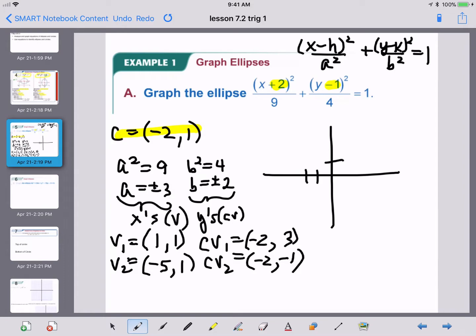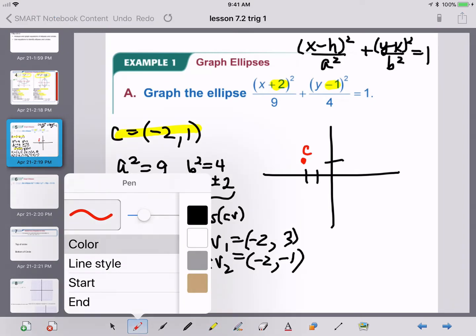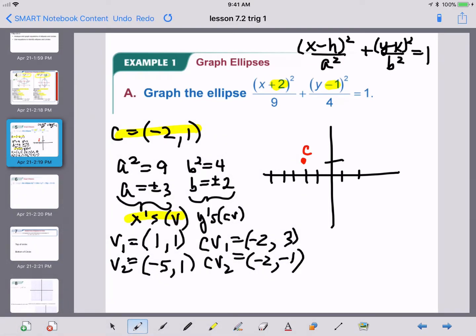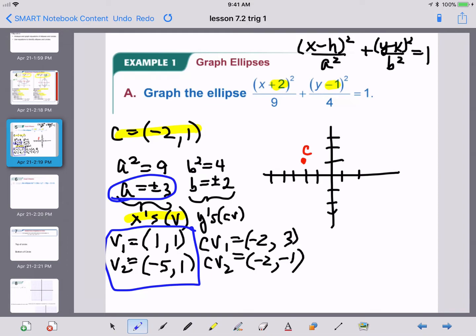First, go over and put on your center value. Now, remember our x value changed by plus or minus 3. So in the x direction, I want you to count in the x direction, plus 3 and minus 3. That's where our vertices come from. So if I count in the x direction 3 to the right, that's adding 3. That's the point 1, 1. That's our vertex 1. If I count 3 to the left, that's our vertex 2. That's the point negative 5, 1.